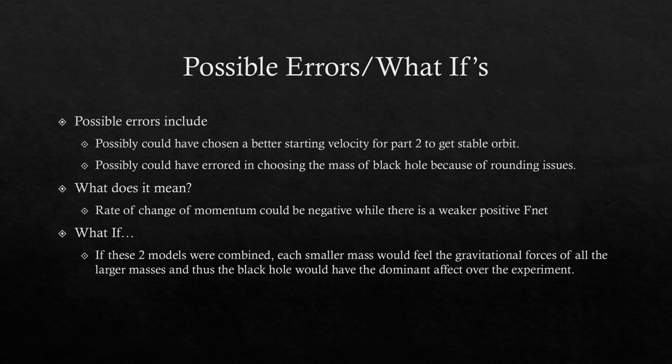What does it mean? The rate of change of momentum could be negative while there is a weaker positive Fnet, showing a kind of change in how quickly the orbit could be accelerating.